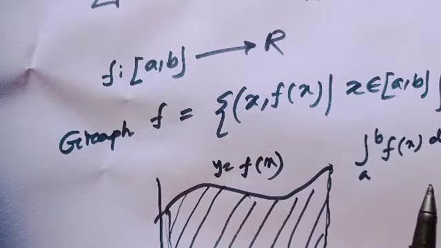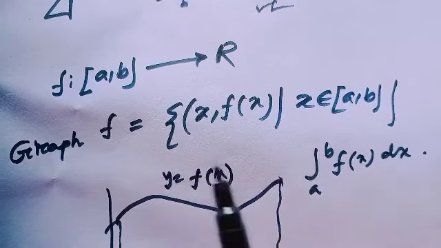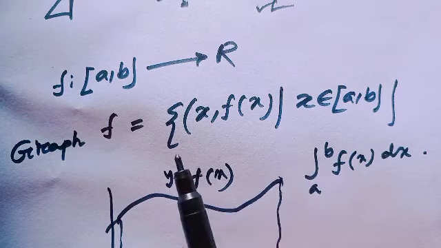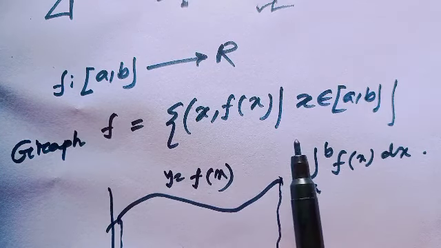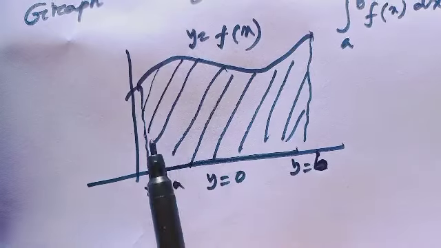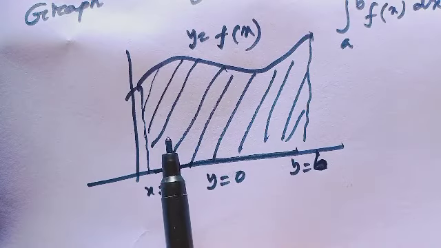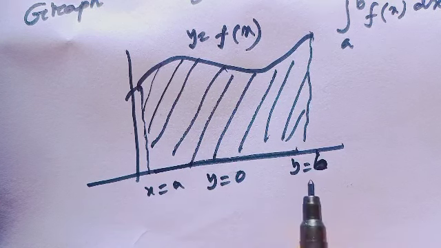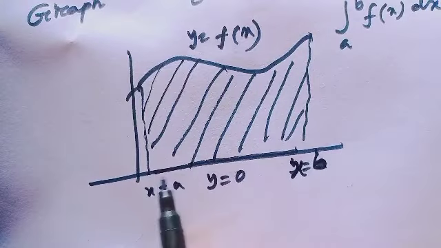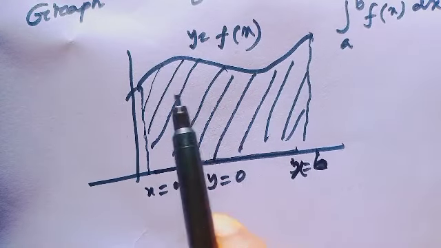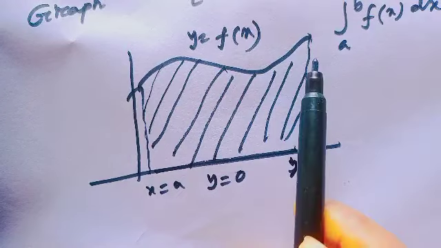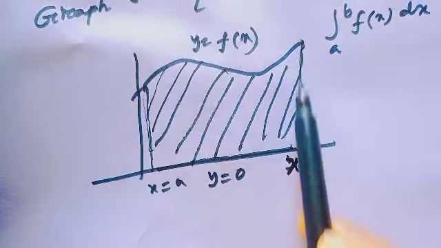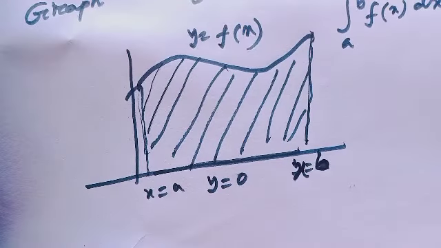Riemann integration is defined for any function. Here the function is defined from the closed interval [a, b] to R. Then the graph of y equal to f(x), where x belongs to [a, b], geometrically deals with finding the area bounded by the line x equal to a, the line x equal to b, the line y equal to 0 and y equal to f(x). We have to find the area of this region. Are you getting the concept?